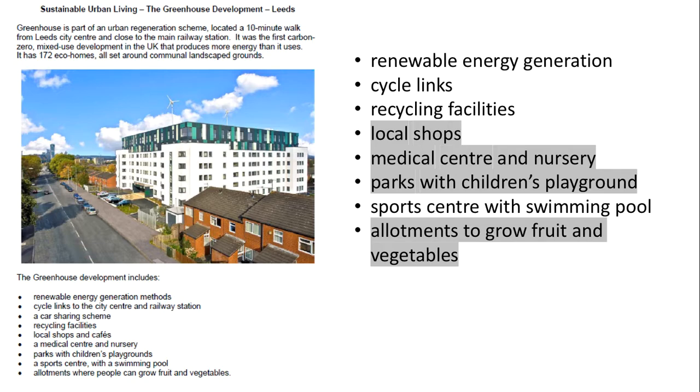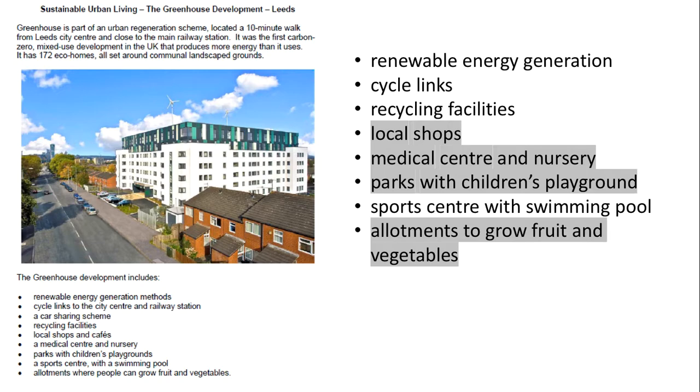When you're thinking of what knowledge you have, pick out a specific bit of the figure. Have a scan through the whole figure just to get the context. So I know that the greenhouse is an urban regeneration scheme. It's something that's been built in a derelict area and it's trying to be sustainable. Alright, let's look at those bullet points now. I've just made them bigger on the right there. There's renewable energy generation. They got cycle links, recycling facilities, local shops, medical centre and nursery, parks with children's playgrounds, sports centre, swimming pool and allotments with fruit so they can grow fruit and veg.